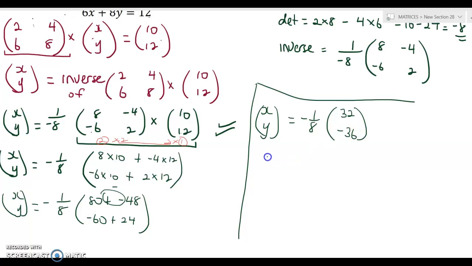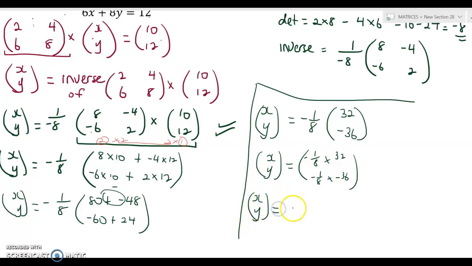So now x y will be equal to minus 1/8 times 32, and then minus 1/8 times minus 36. So our x and y values would be, for the top, again, I'll just use a calculator, and then we will get 4.5 for y. So x is equal to minus 4. Again, you could use the calculators for this piece.